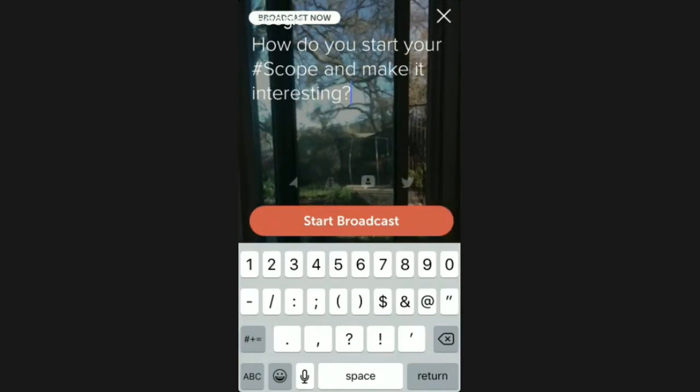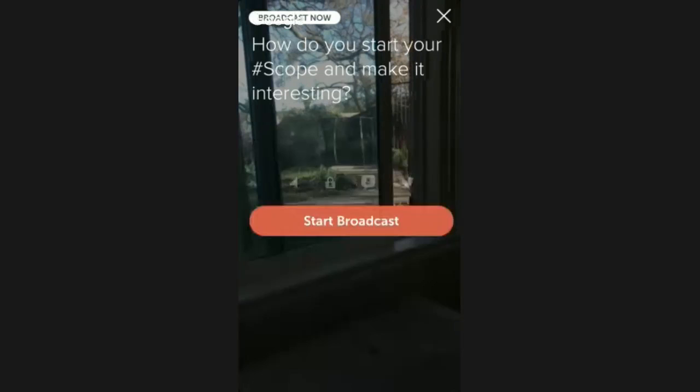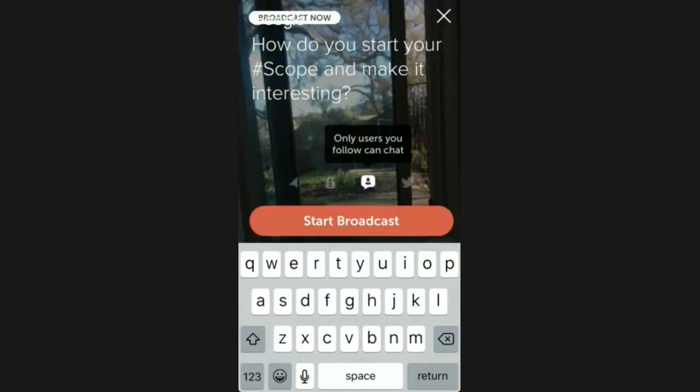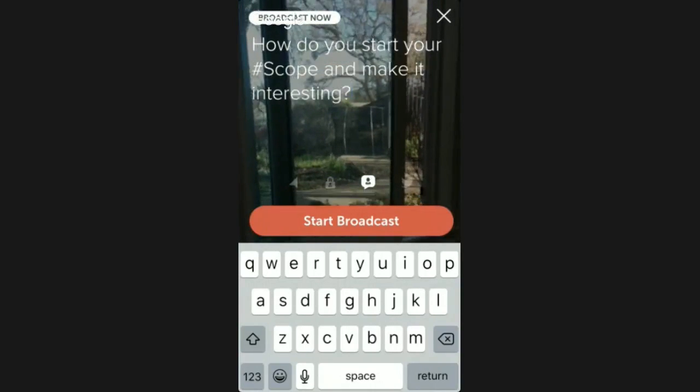The next one is the little lock. It's basically saying it's only going to be a private broadcast. That means this broadcast will only be shared with these people, whoever I check. Okay, so I'm not going to do that. The next one is only users who follow you can chat. So only users who follow me can actually make comments.